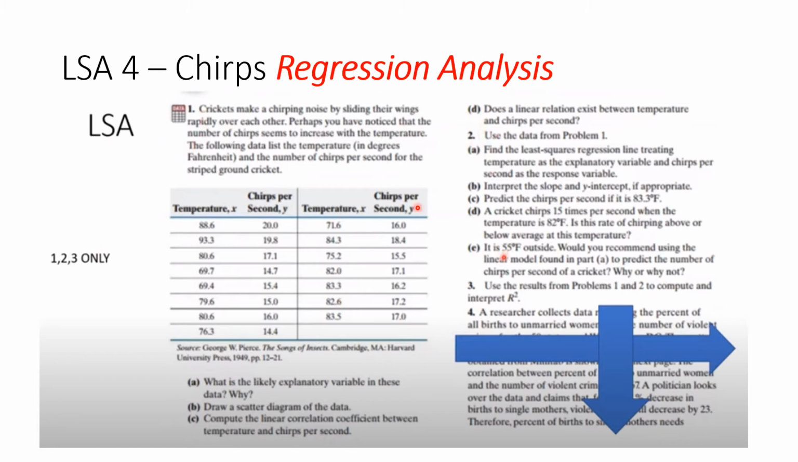Then using that data from problem 5, you were to find the least squares regression line, interpret the slope and intercept, predict the number of chirps per second if it is 83.3 degrees Fahrenheit. Here was a cricket observed chirping 15 times per second at this temperature. Is this above or below the average? It's 55 degrees outside. Would you recommend using this model that you found in part 8 to predict the number of chirps? Why or why not? Then I ask you to use the results from problem 1 and 2, compute and to interpret, there's 2 questions there, capital R squared.